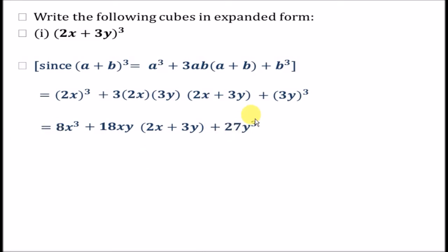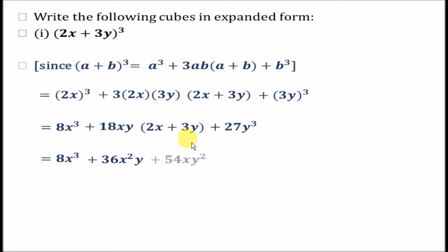Again, the difference between 3y whole cube and 27y cube is, in 3y whole cube, the cube is for both 3 and y, whereas in 27y cube, the cube is only for y. 27 is the result of the cube of 3. Simplifying further, 8x cube plus 18 into 2 is 36, x into x, x square, and y. So plus 36x square y.